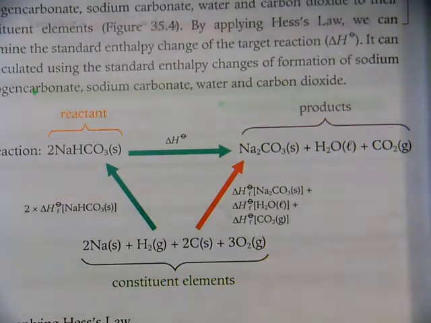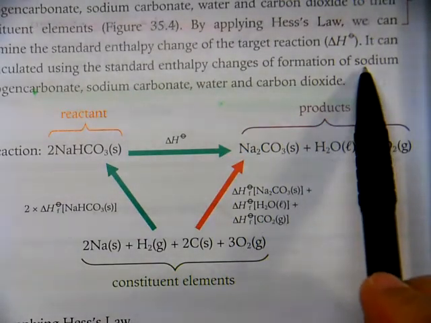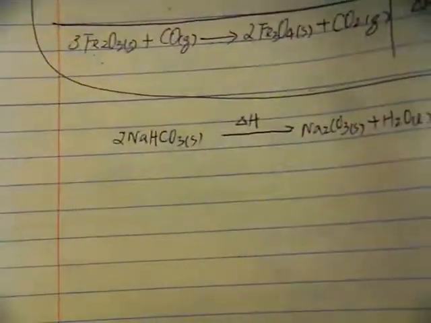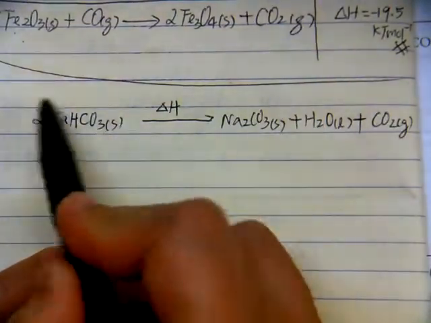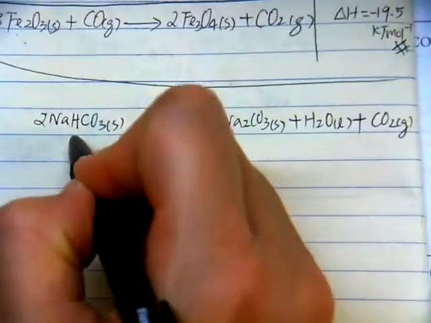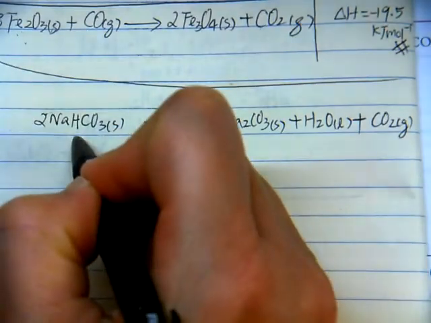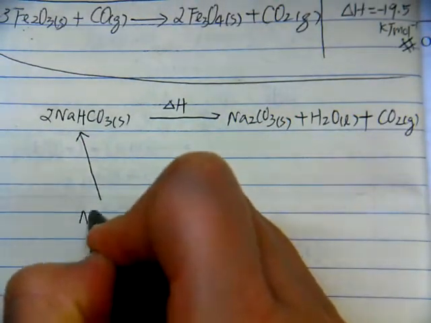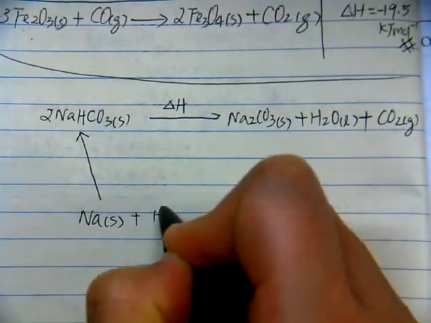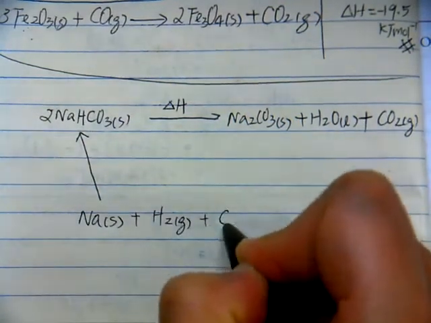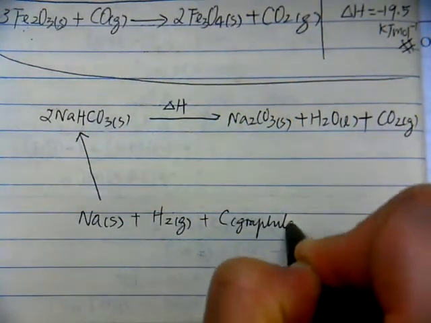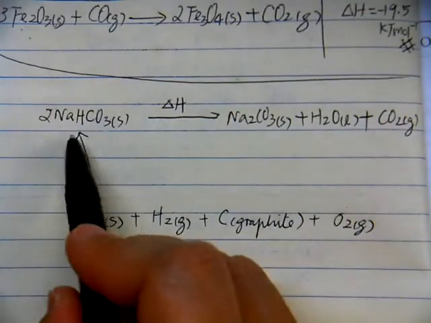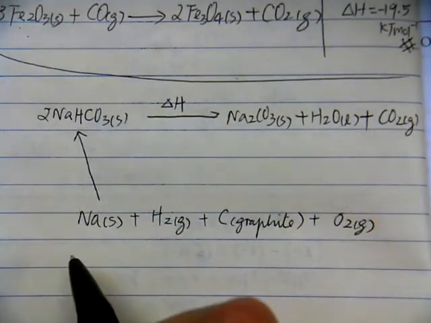It is the enthalpy change when 1 mole of sodium hydrogen carbonate is formed from its constituent elements. In other words, the formation of sodium carbonate from its elements. So I need to draw the arrow in this direction. Its elements are sodium solid, hydrogen gas, carbon graphite, and O2 gas. These are the elements of sodium hydrogen carbonate.